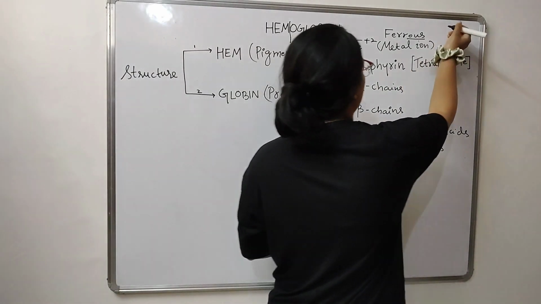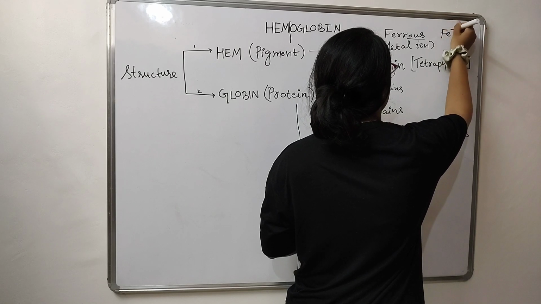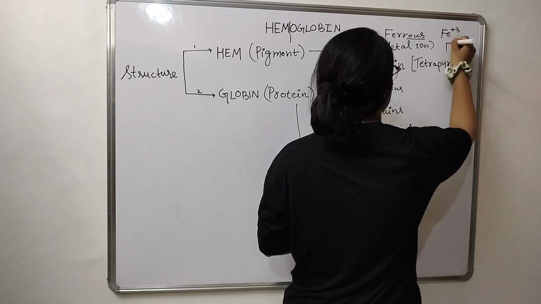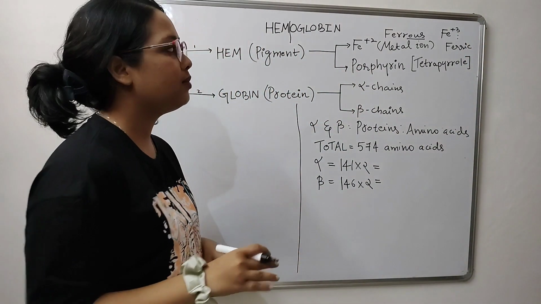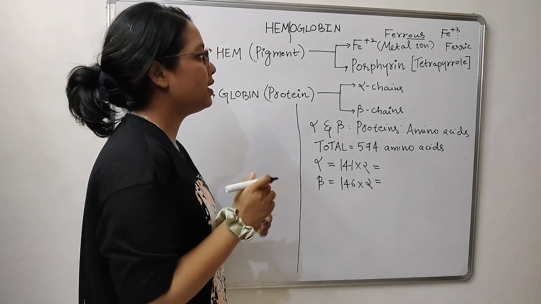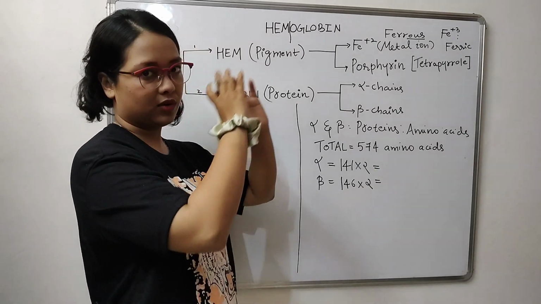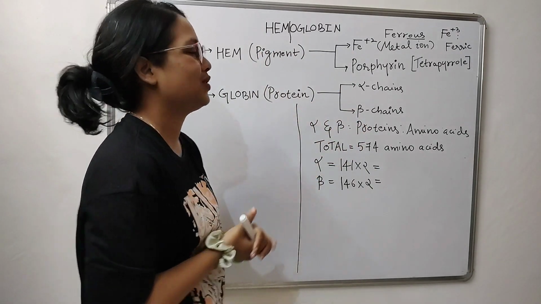For example, I'm just writing it over here. Fe3+ is ferric. Fe3+ is ferric, Fe2+ is ferrous. Now obviously we are not going to talk about ferric, we will only focus on ferrous.